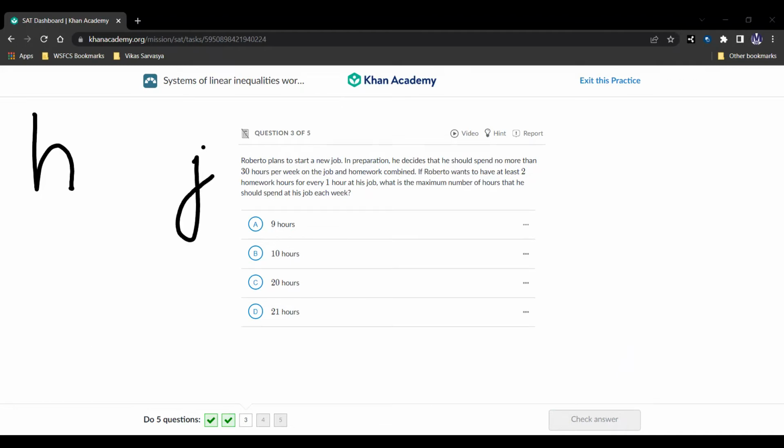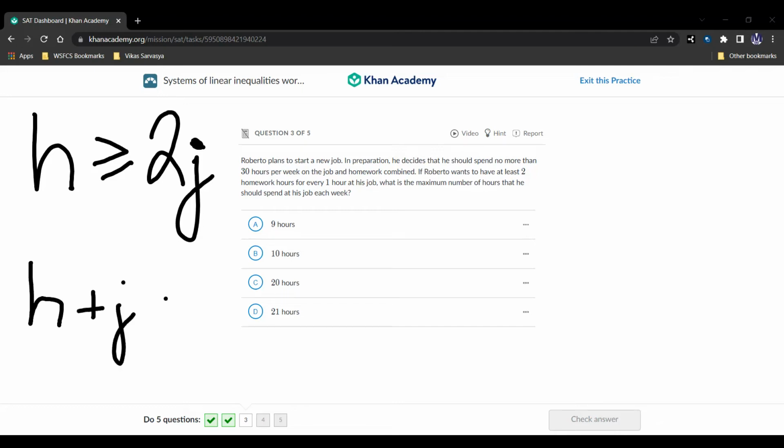So he wants to spend at least 2 homework hours for each 1 hour at his job. So H has to be greater than or equal to 2 times the amount of job hours. Right? So H is greater than or equal to 2J. So at least 2 homework hours for each 1 hour at his job. And H plus J, the total should be no more than 30. So it has to be less than or equal to 30.